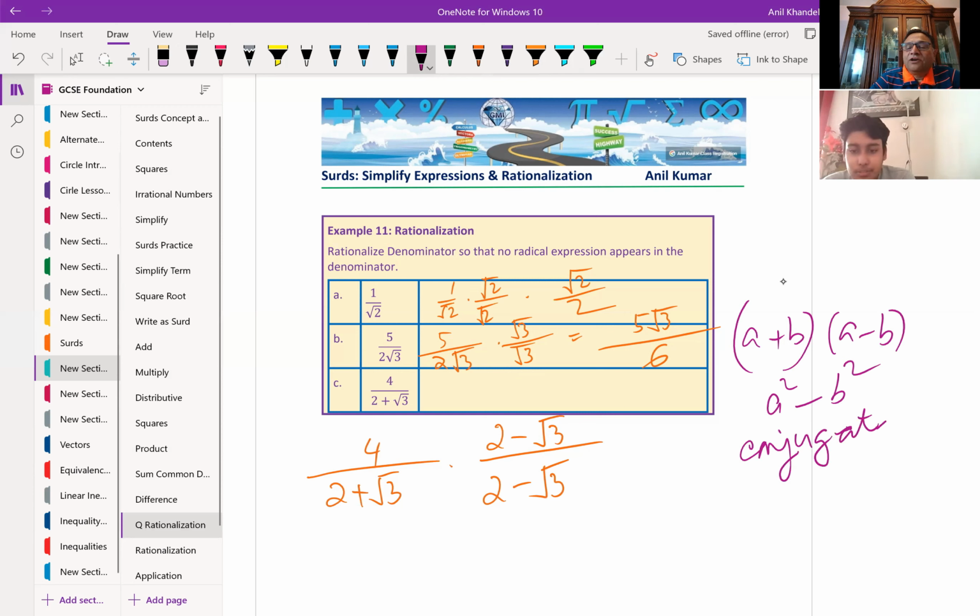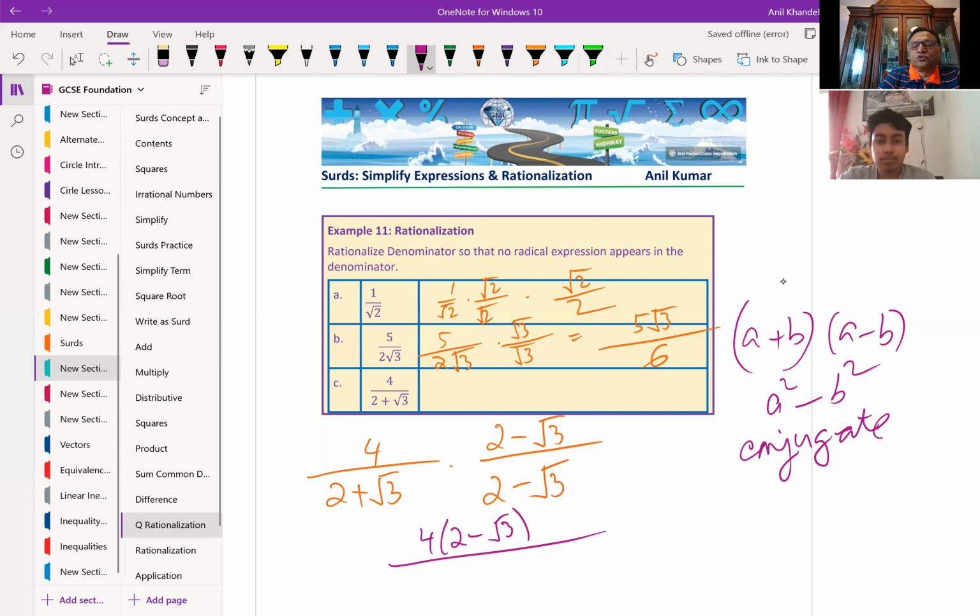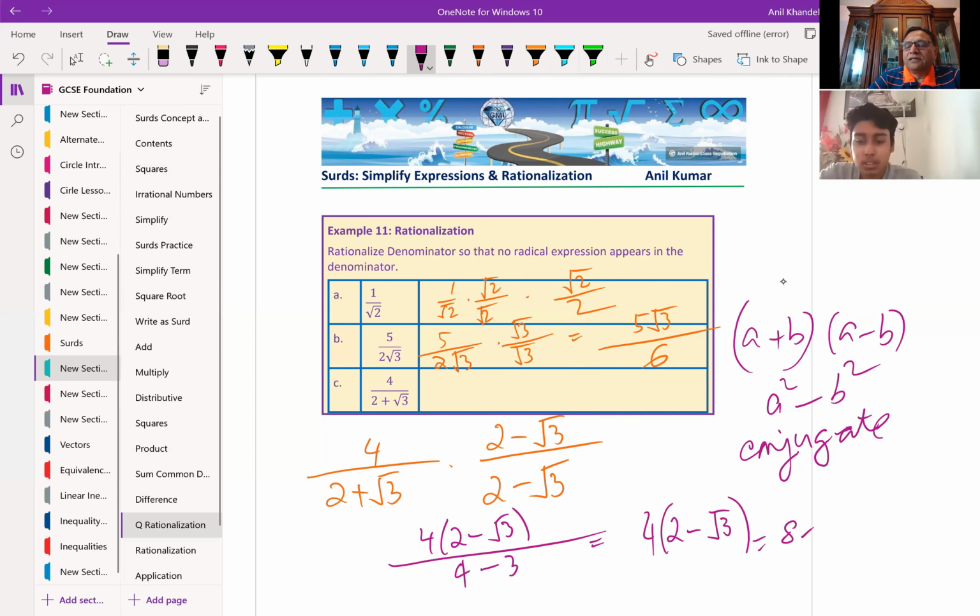So if you multiply by the conjugate, both multiply and divide, then you remove the radical sign. So here you get 4 times 2 minus square root 3 in the numerator. And the denominator is 2 square, which is 4, minus 3. Do you see that? So you get 4 times 2 minus square root 3 as your answer. If you want, you can write 8 minus 4 square root 3 as your answer. You get an idea. Yes, sir. That is how you are going to do this particular question.